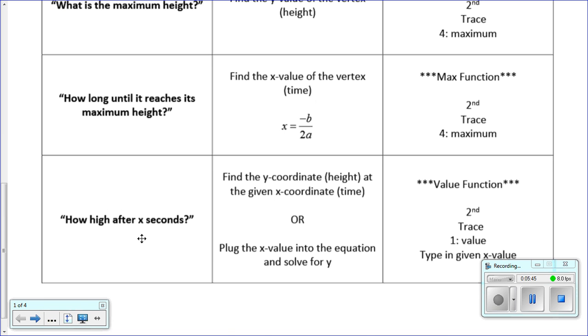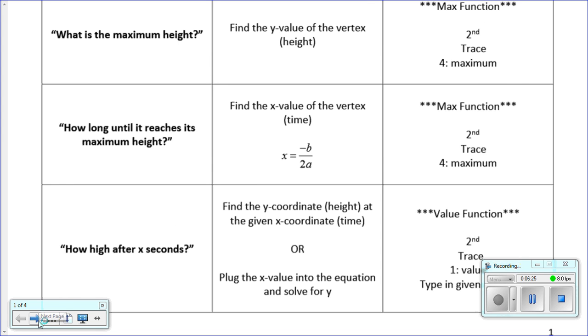Okay? And then how high after so many seconds? So they might tell you after 3 seconds how high was the ball, or after 0.5 seconds how high was the ball. Well, if you're looking for the height, to find the y coordinate at a given x, you could just go to the calculator. You can actually go to trace and then value and type in your x value. It'll give you the y value. Or you could just plug the x value into the equation, which will always be given to you, and solve for the y, just like if we were solving for the height of the vertex. Okay? So those are basically the 4 kinds of questions they'll ask you, and that's it. So let's do some examples.